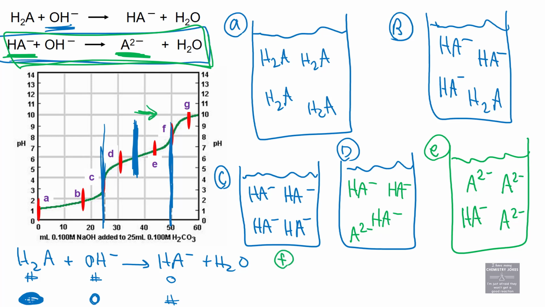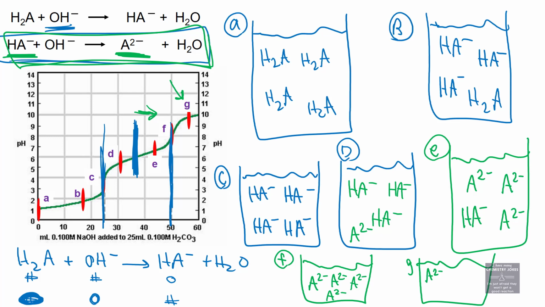Beaker F is going to be real tiny down here. We'll make it real wide. F should have only A2 minus in it, 4 of them. And beaker G, we still have 4 A2 minuses because they don't start disappearing in solution. But we've started to accumulate excess strong base. So we're going to stick 1 little hydroxide in our picture.